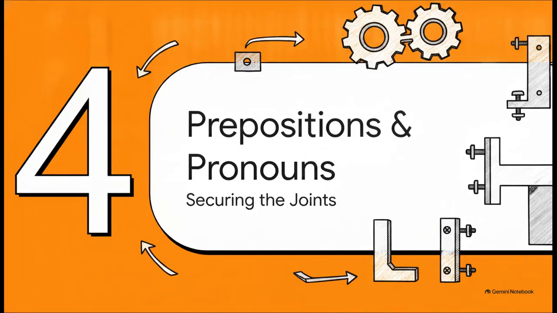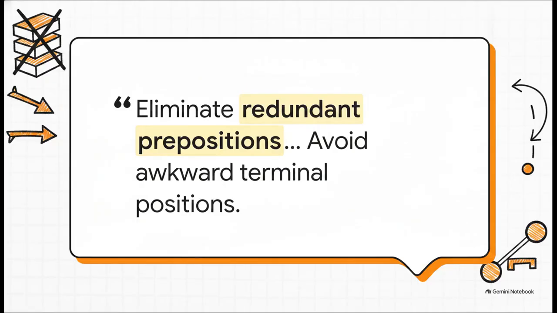And just like that, we have officially reached Section 4, Navigating Prepositions and Pronouns. This is the final section of our sentence anatomy where we secure the joints of our structure using prepositions, pronouns, and complements. So prepositions link nouns to other elements to show spatial or logical relationships, but here is another vital editor's note on how to use them professionally.